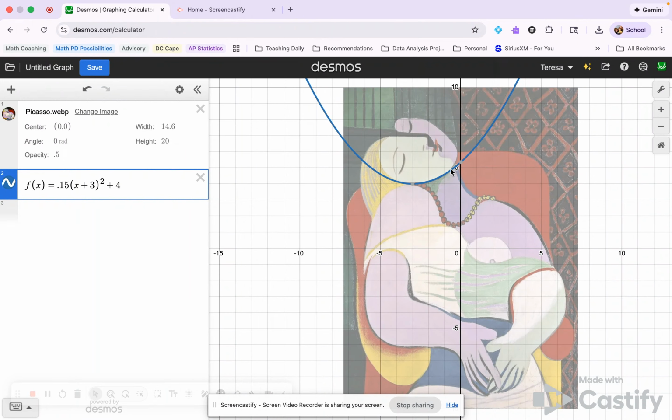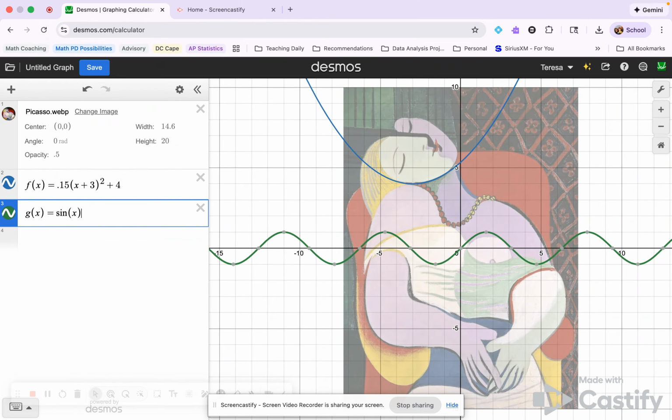And I'm going to move on to another function. We'll go back and cut these in a little bit. I'm also noticing that the woman's necklace looks a lot like a sine function. So that's going to be my next function. So coming into box number 3, again, I'm going to start with the parent function of the sine function, which was sine of x. And I need to move this, I'm looking at the bottom here, up and to the right.